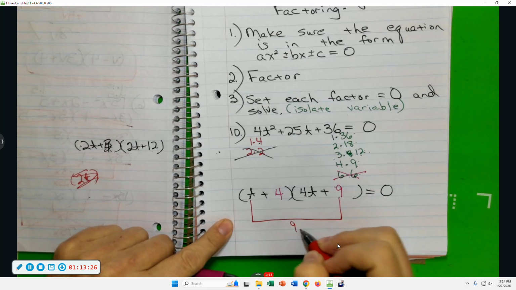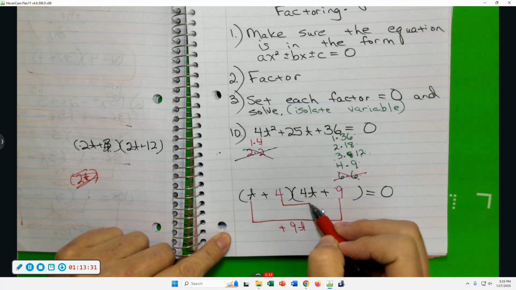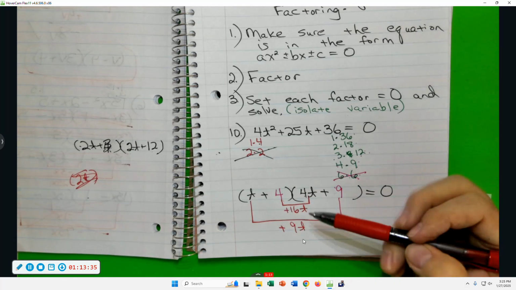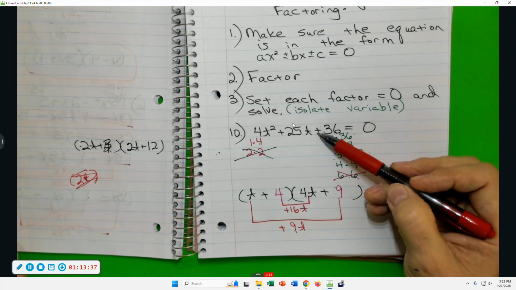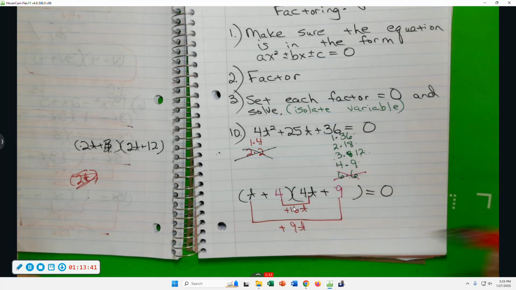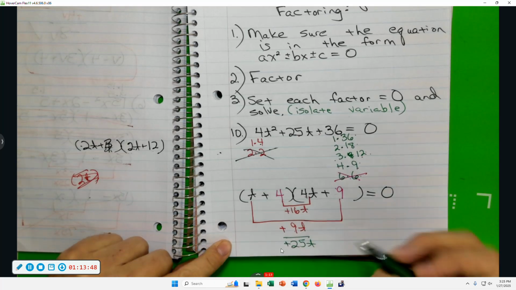9t, I agree. That's a positive 9t. What's the inner product? 16. A positive 16t. Remember, you want these numbers to add together to give you 25. Do they? What's 16 plus 9? Isn't that a positive 25t? So you have factored it.